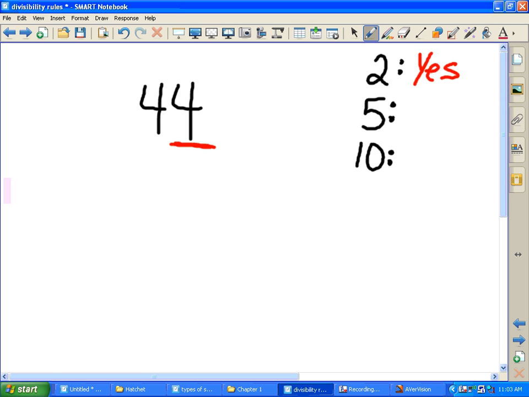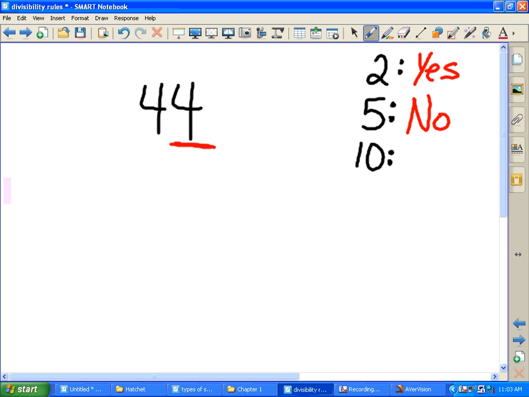You can't have a 10 in the ones digit, right? Read the rule. It's in your notes. The rule for 5 states that if the ones digit is a 5 or 0, then it's a yes. Is this a 5 or a 0? No. So the answer here for 5 is no.